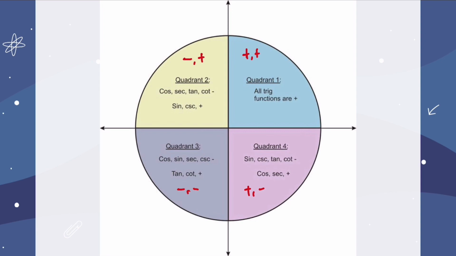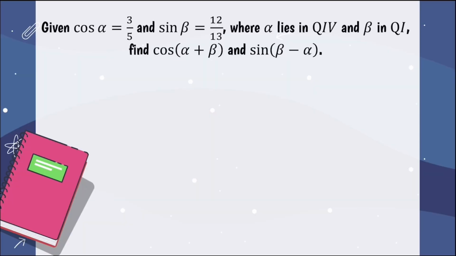For example, if I'm getting the sine of an angle located in the 4th quadrant, that means the sign of that is negative. We will be using this concept later on as we go through the discussion. So let's try to solve this.